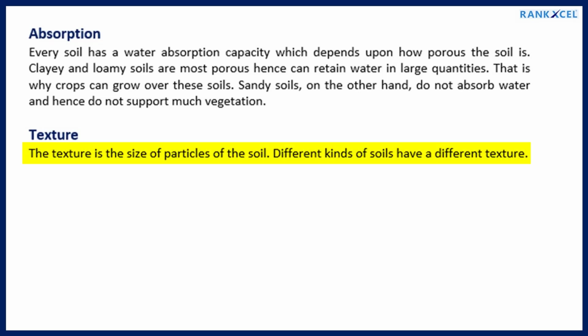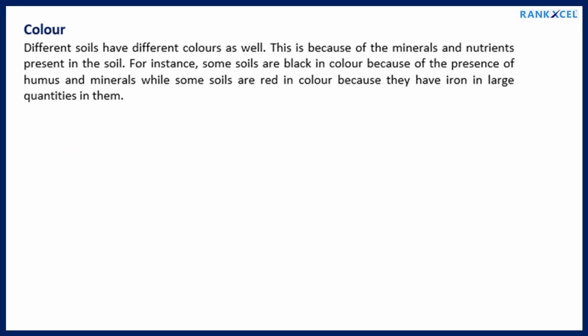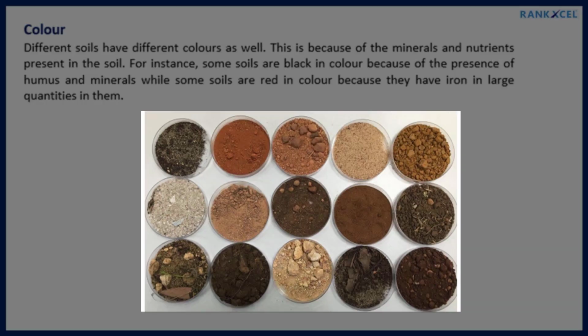Texture. The texture is the size of particles of the soil. Different kinds of soils have a different texture. Color. Different soils have different colors as well. This is because of the minerals and nutrients present in the soil. For instance, some soils are black in color because of the presence of humus and minerals, while some soils are red in color because they have iron in large quantities in them.